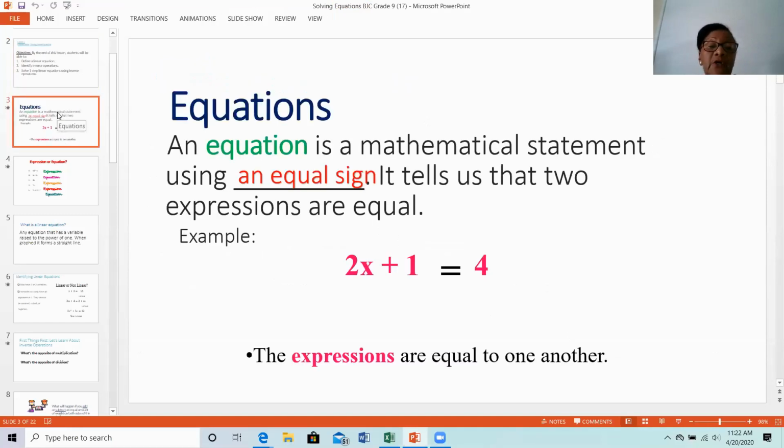Let's read equations. An equation is a mathematical statement using an equal sign. It tells us that two expressions are equal. We can look at the example that we have: 2x plus 1 is equal to 4. The expressions are equal to one another. If we look on the left side, we see 2x plus 1. On the right side, we see the number 4. So we know that the equal sign is saying that 2x plus 1 is equal to 4.